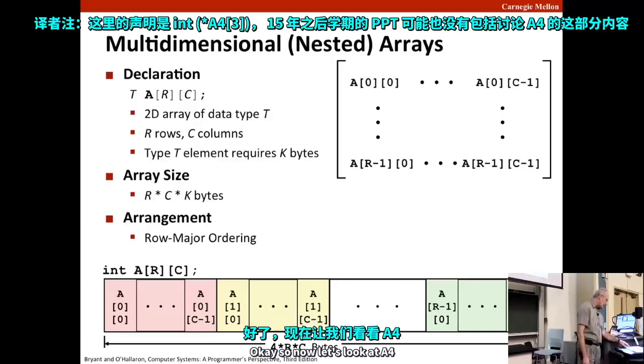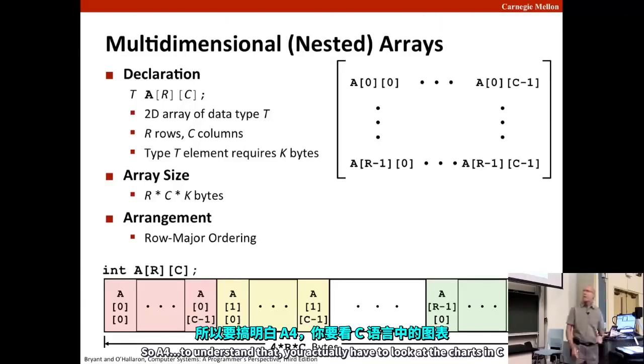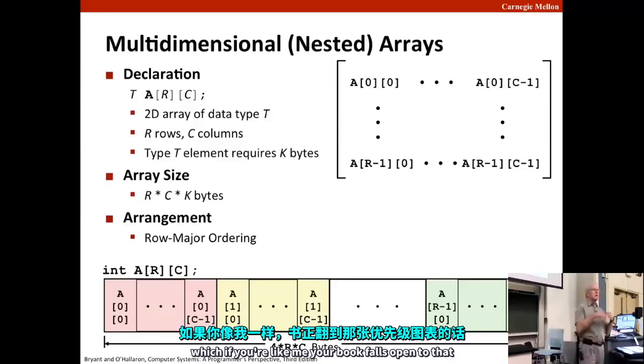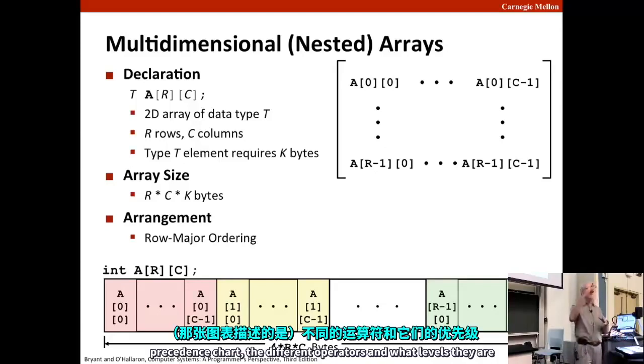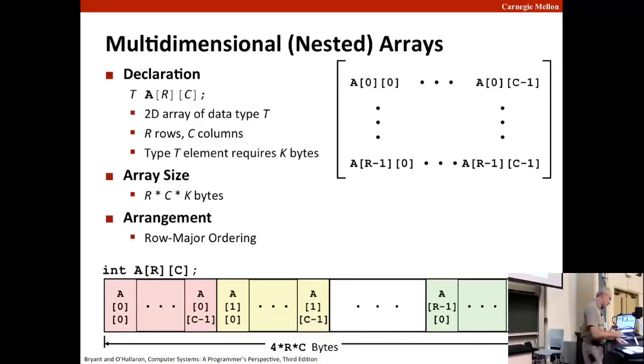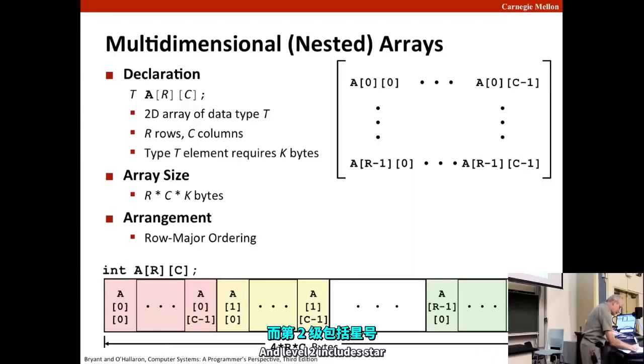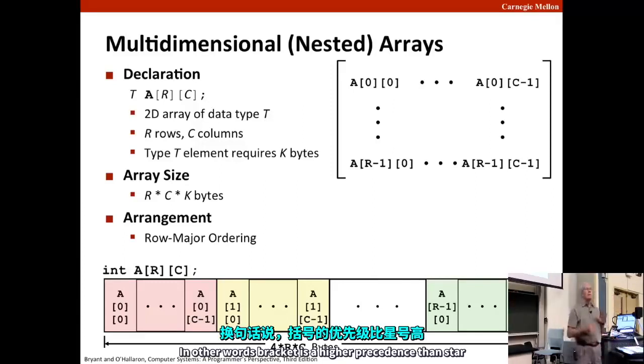Okay, so now let's look at A4. To understand that, you actually have to look at the charts in C, the precedence chart, which, if you're like me, your book falls open to, showing the different operators and what levels they are. One thing you'll see is that level 1 of precedence, the highest precedence, includes square brackets, and level 2 includes star. In other words, bracket is higher precedence than star.